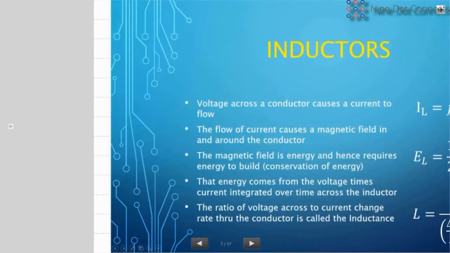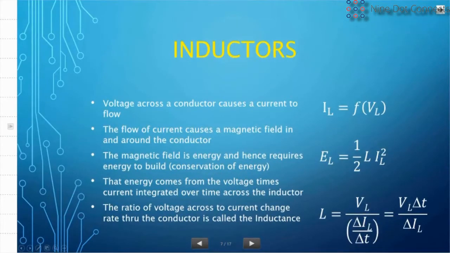So what else about inductors? Voltage across a conductor causes a current to flow, right? And if the flow of that current causes a magnetic field in and around the conductor, then that means it's going to be storing energy and hence require the energy to build. The more current you have, the more field you have, and therefore the more energy will be stored in that. The energy goes by 1/2 L i squared. Very similar to a capacitor, which is 1/2 C V squared. So 1/2 of the capacitance times the square of the voltage gives you the energy in a capacitor. Inductors are the same, except they do it with current. In other words, it's 1/2 the inductance times i squared.